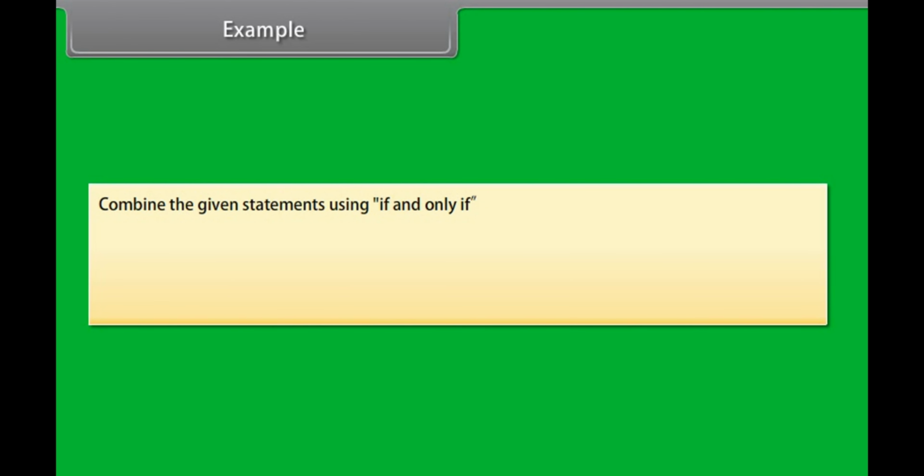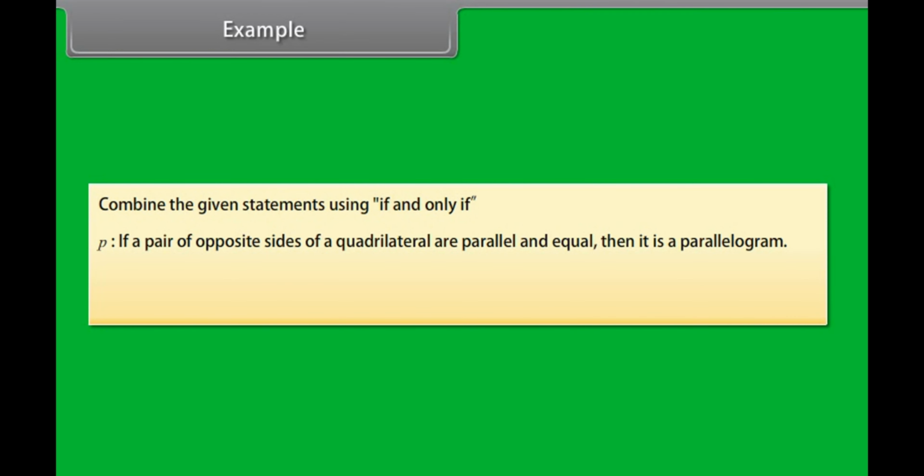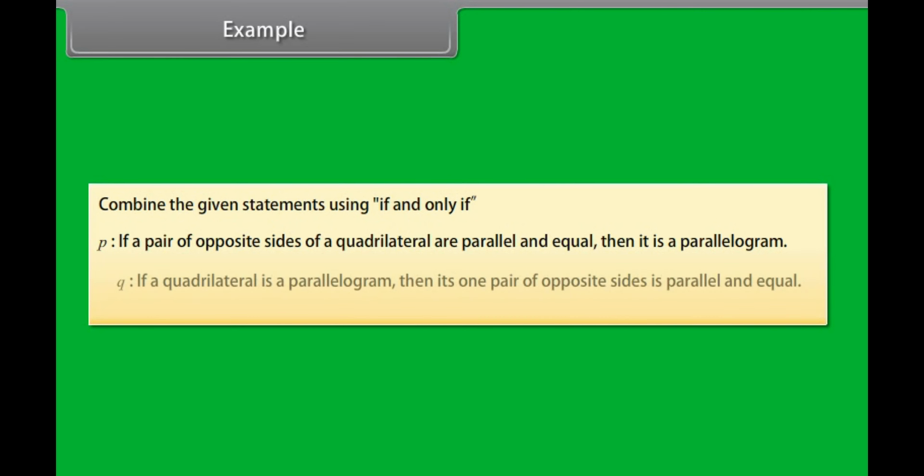Example. Combine the given statements using if and only if. P is a statement that if a pair of opposite sides of the quadrilateral are parallel and equal, then it is a parallelogram. Q is a statement that if a quadrilateral is a parallelogram, then its one pair of opposite sides is parallel and equal.